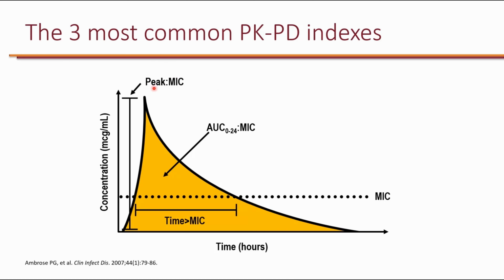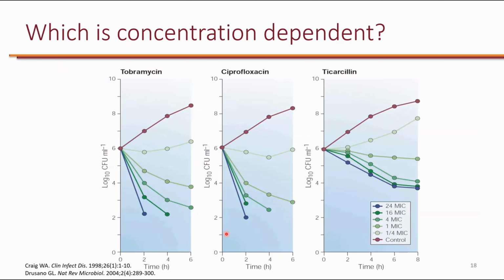We can combine these pharmacokinetic parameters with MIC to get PK/PD indices. The 3 commonly used are the peak to MIC ratio, the AUC to MIC ratio, or the time above MIC. When the concentration goes above this MIC concentration, it will eventually go down and then go below the MIC. The time it takes to go above the MIC and then below the MIC, that's referred to as time above MIC.